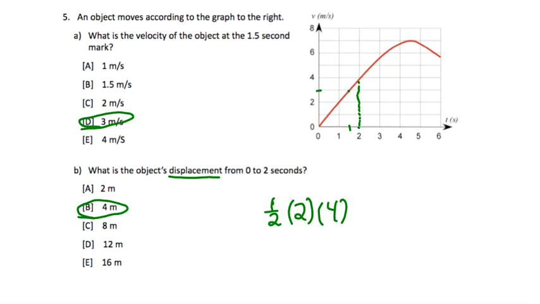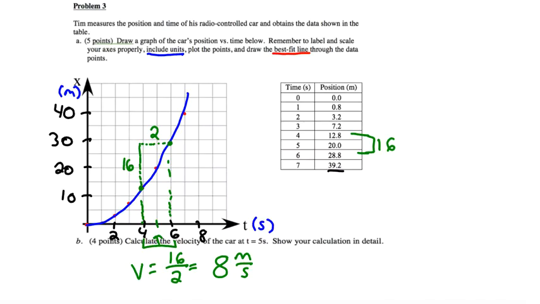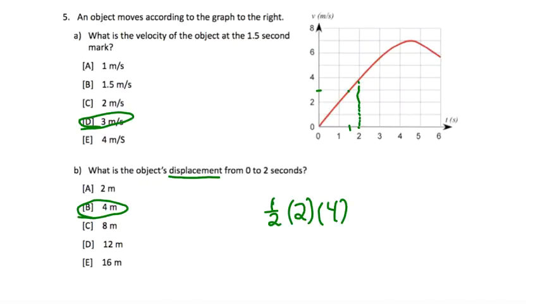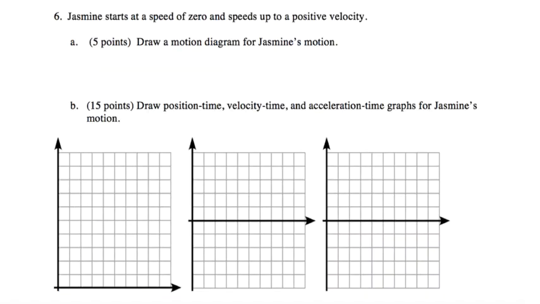All right, next problem. Problem 6. Jasmine starts at a speed of 0 and speeds up to a positive velocity. Draw a motion diagram. Alright, a motion diagram, this is a very simple one. Oh, I guess we're going red. I'm going to undo that.